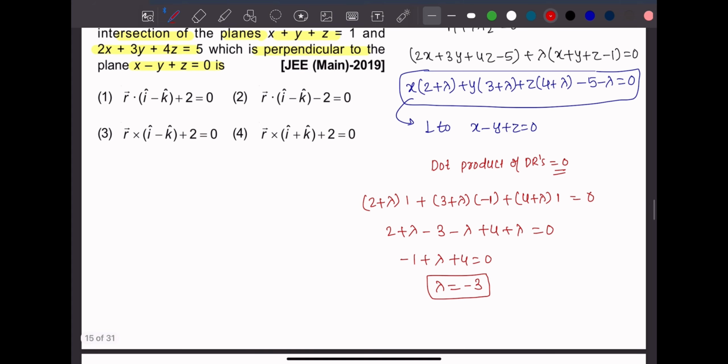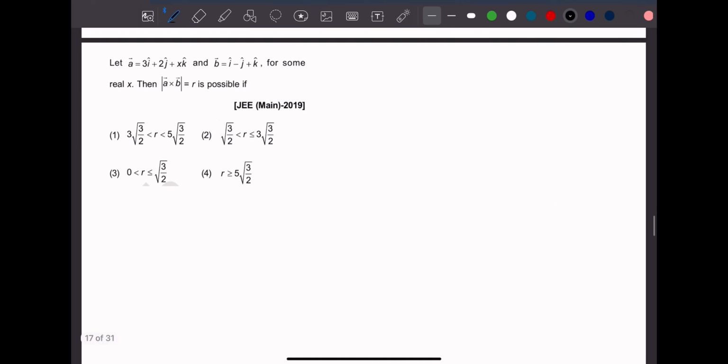Substitute lambda equal to minus 3 in our plane equation. So what we are getting as answer, minus of x, 3 minus 3 is 0, plus of z, and we are getting minus of 2 equal to 0, which means we can write x minus z plus 2 equal to 0. If I have to write this one in vector form, which means r vector dot i cap minus k cap plus 2 equal to 0 we have, which is our option number 3. Okay, मूव करता है क्वेश्चन नंबर 2 पे.